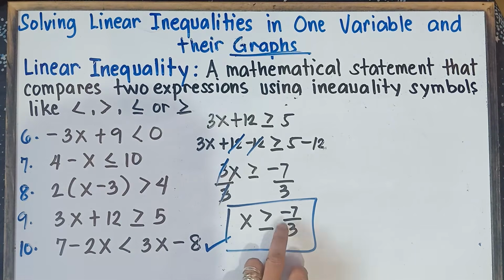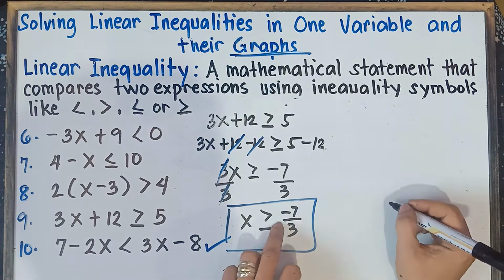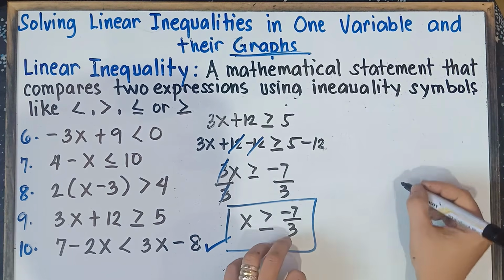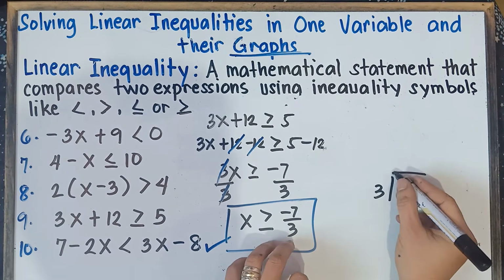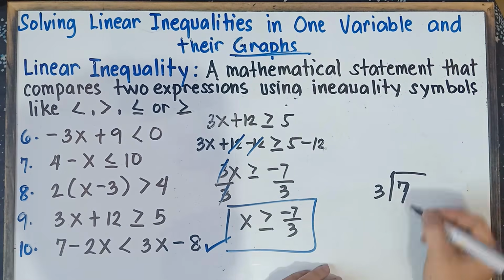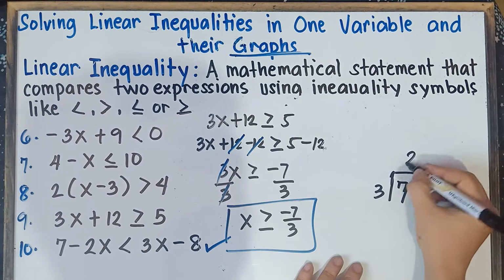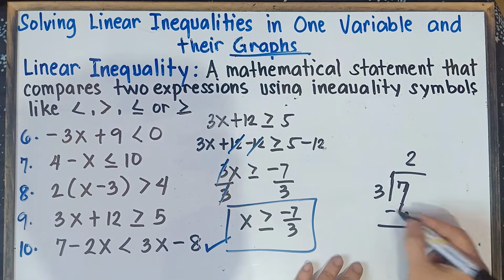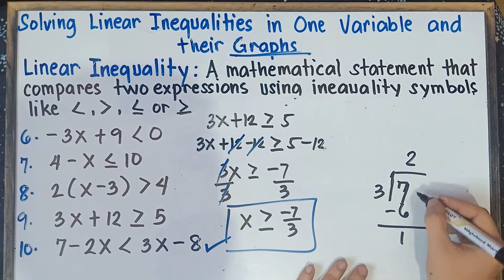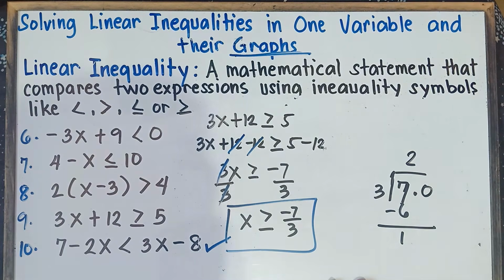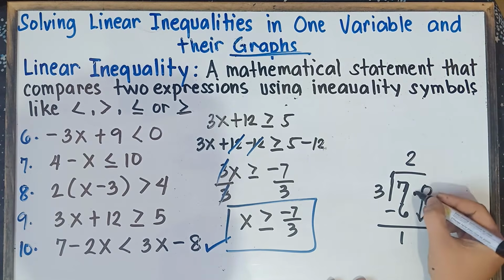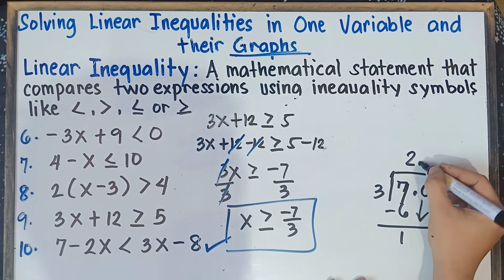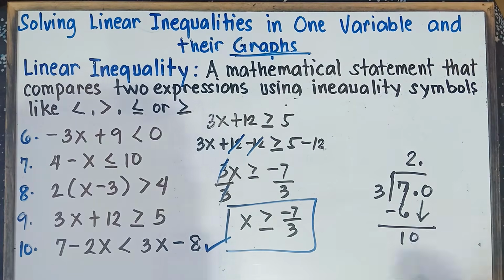Let's have the decimal value for this one, class, for us to graph this one on the number line. So negative 7 over 3. So 7 divided by 3 is 2. 2 times 3 is 6. Subtract. 7 minus 6 is 1. Add a 0, so bring down 0. So you put a point and then you align the points. Put a point here and then put a point here. And then bring down 0.